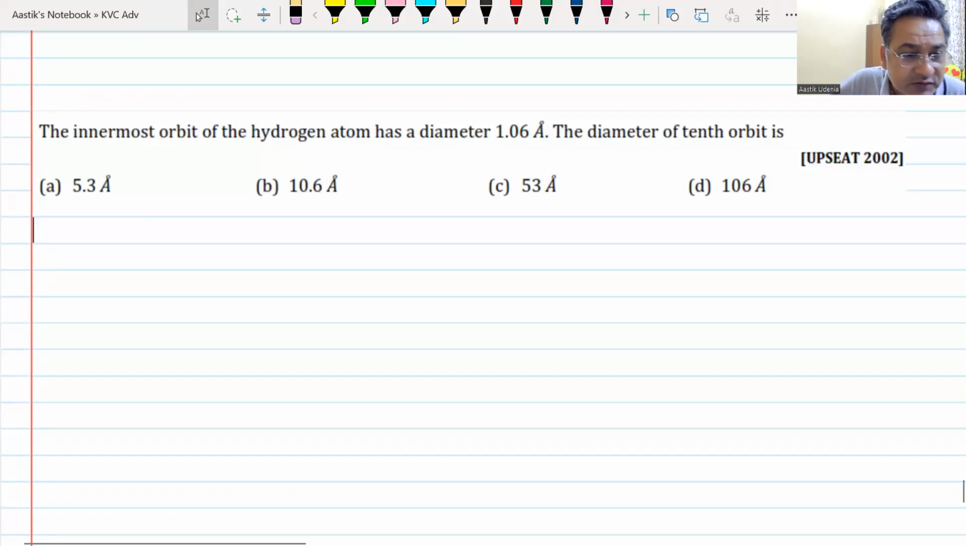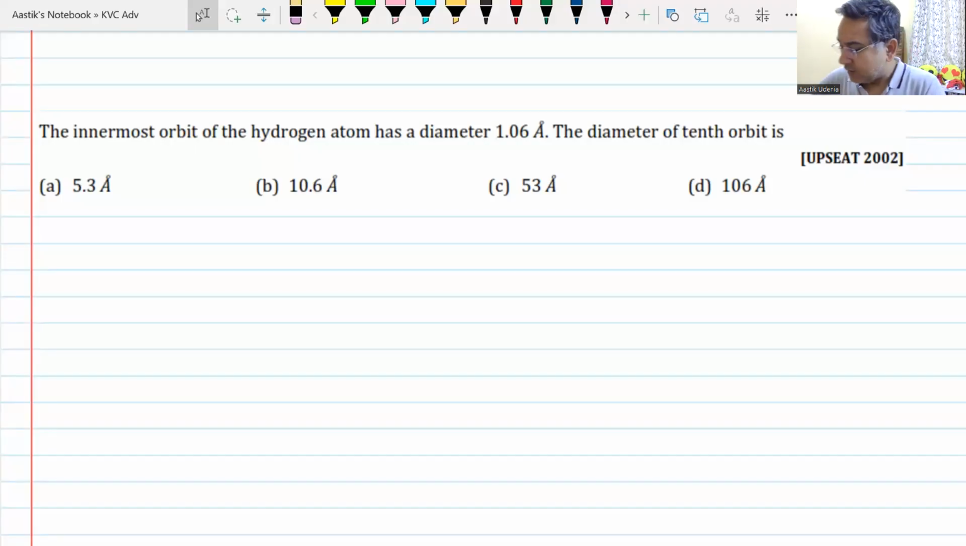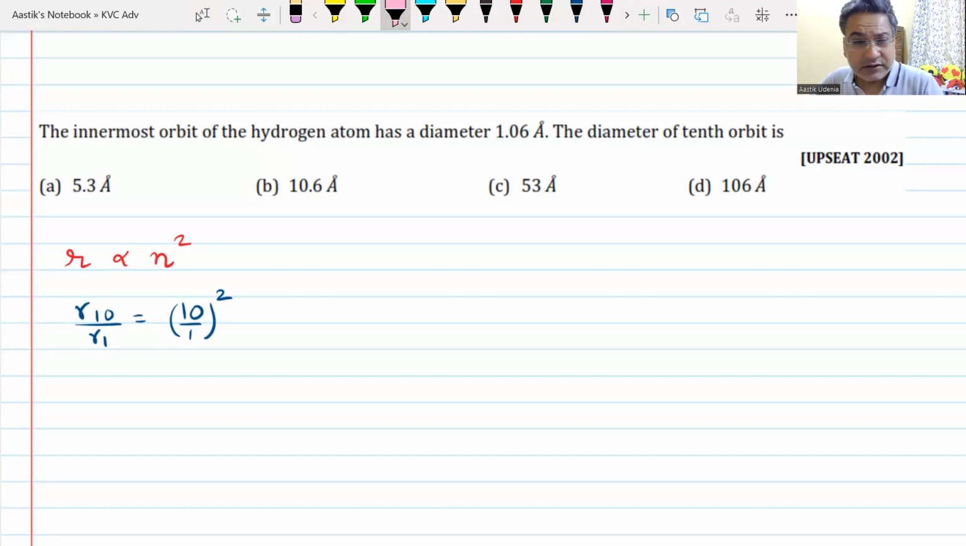This is the next question. The innermost orbit of a hydrogen atom has a diameter of this. What is the diameter of the 10th orbit? Well, it again depends on the simple fact that R is proportional to n square. R10 divided by R1, R1 means the ground state, that will be equal to 10 by 1 whole square. And the answer simply becomes, whatever is the ratio of radius, same will be the ratio of diameters, and the answer is 106.